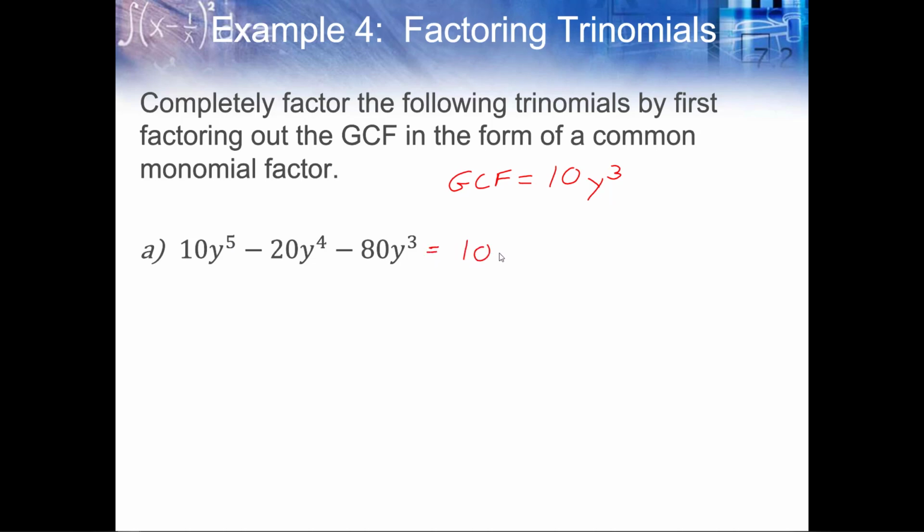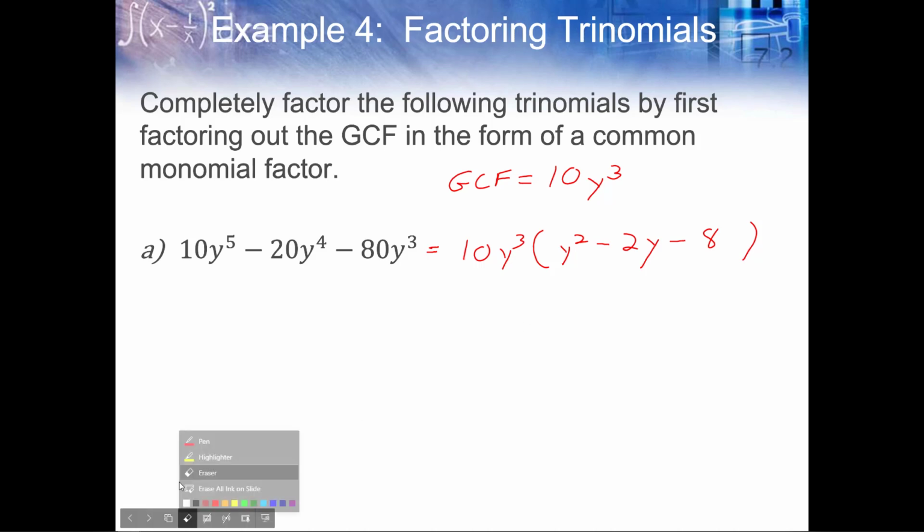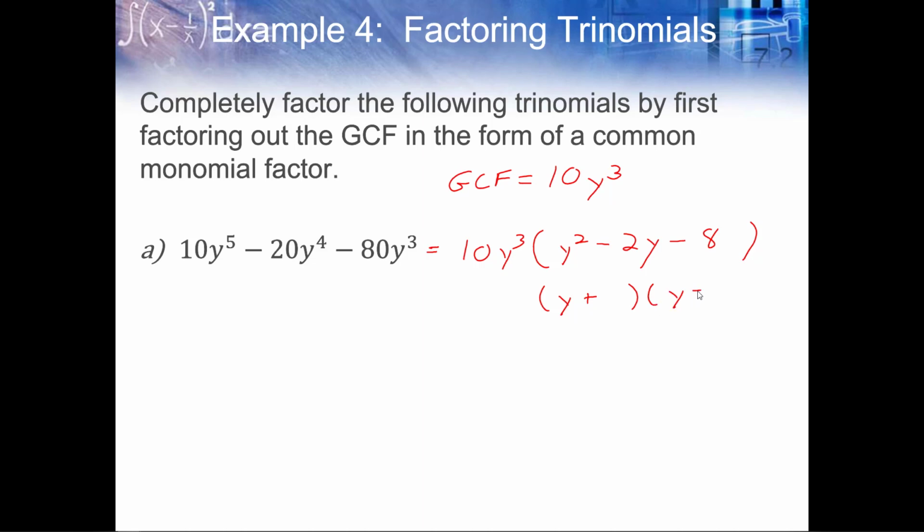We have 10y cubed. To get this, we'll multiply that by y squared minus 2 times y. That will give me my 20y fourth, and then minus 80y. Now, notice here that we have a negative C. So this is going to factor into a y plus something times a y minus something. And those somethings are going to be factors of negative 8 that sum to negative 2.